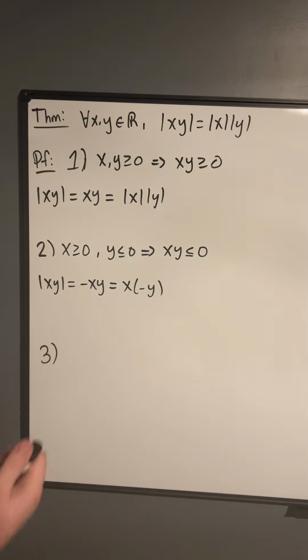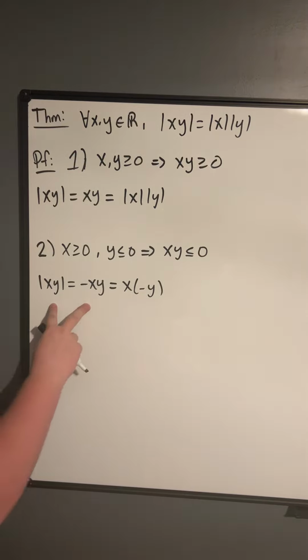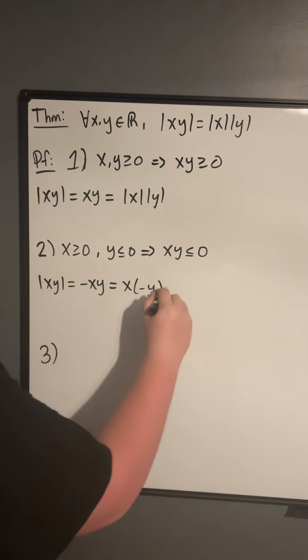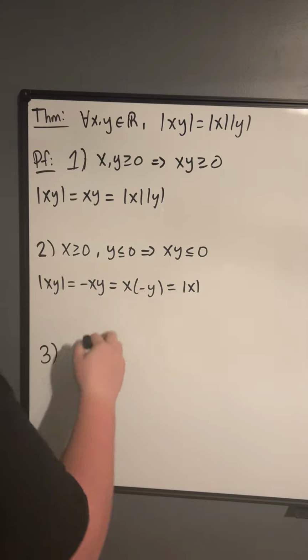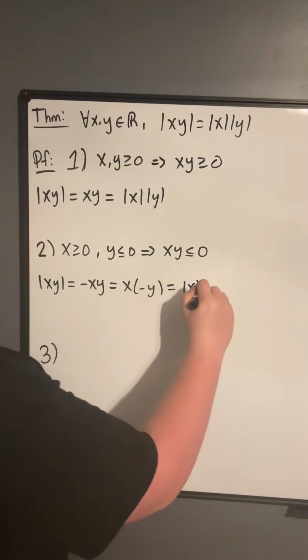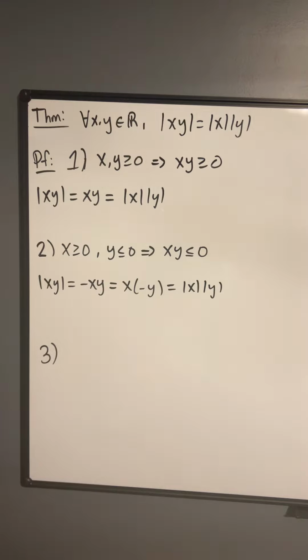And then for the same reasoning as what we had to get to this step, we also have that the absolute value of x is going to just be x. So we know that this is going to be the absolute value of x. But the absolute value of y, since it's negative, is going to equal negative y. So this is going to be the same thing. So we get the same result.